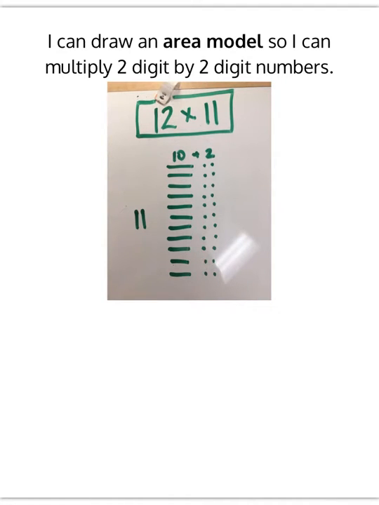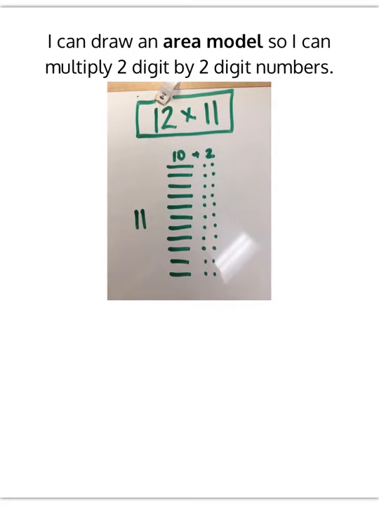This morning we reviewed how to draw an array using base 10 blocks. And then we started to ponder how can we do an array that shows a multiplication problem between two two-digit numbers. And so I've included here a picture of a multiplication problem, 12 times 11, and I've drawn an array to represent that. I would like you to pause the video now and copy the array, and you can push play when you have drawn the exact same picture that I have.